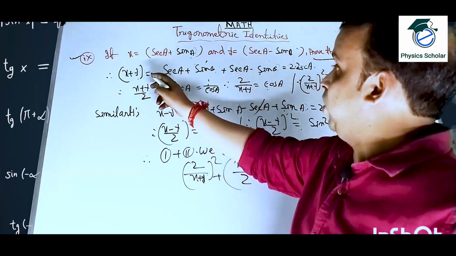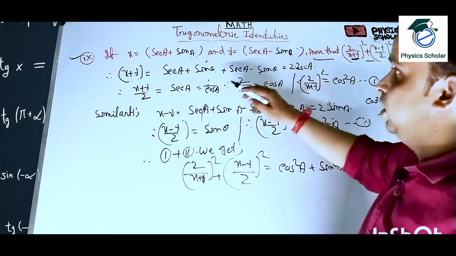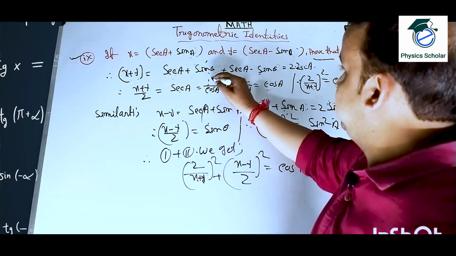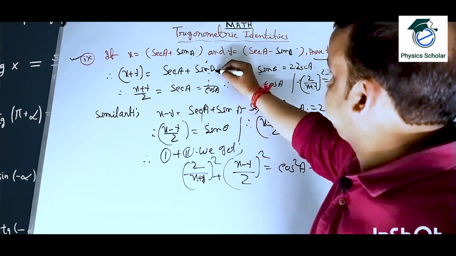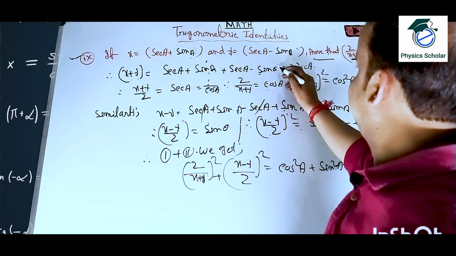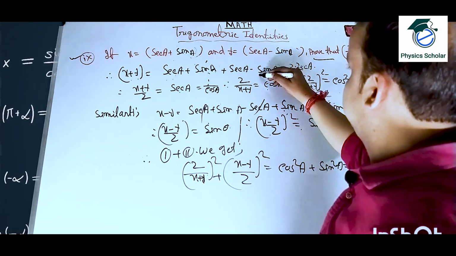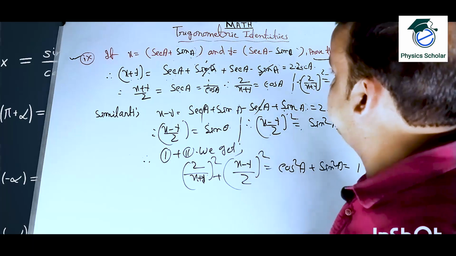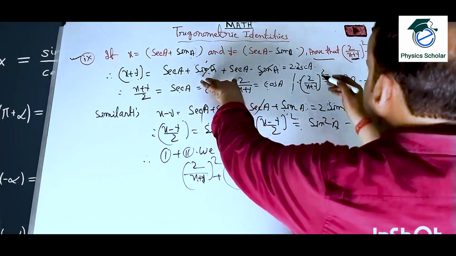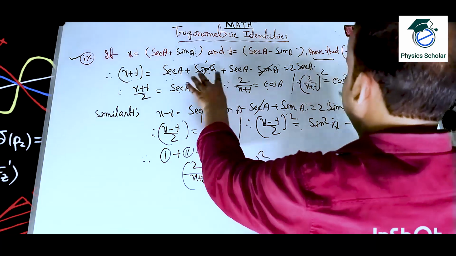So x plus y, because x plus y you have to find out. Clear? So x plus y is equal to sec A plus sin A plus what is the value of y? Sec A minus sin A. Clear? What is the value of y? Sec A minus sin A. Okay. So sin A plus sin A and minus sin A will be cancelled. So 2 sec A. So the value will be 2 sec A. Clear?